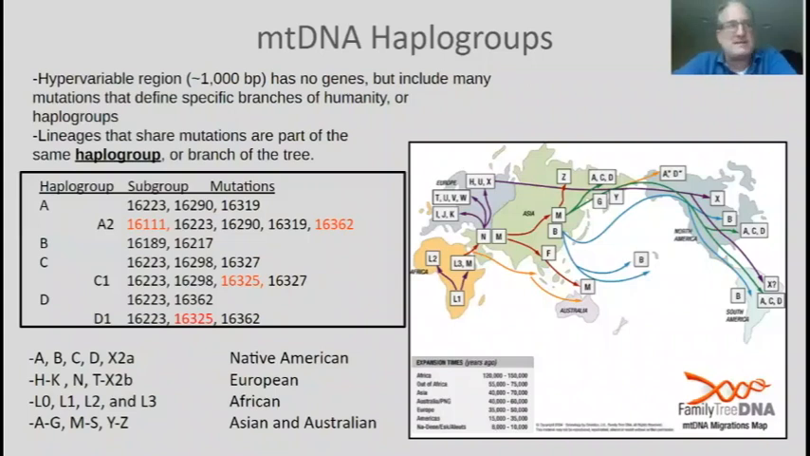And you may have seen a map like that. We have similar maps for Y chromosome that show both the phylogenetic tree, how the groups are related, how they came, how they evolved, when and where, and also where they're found today.